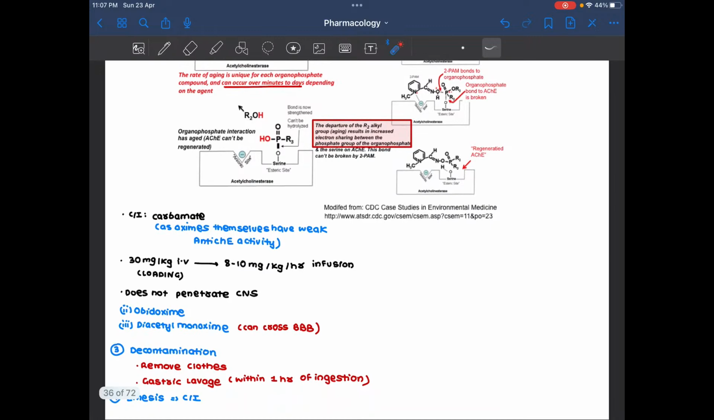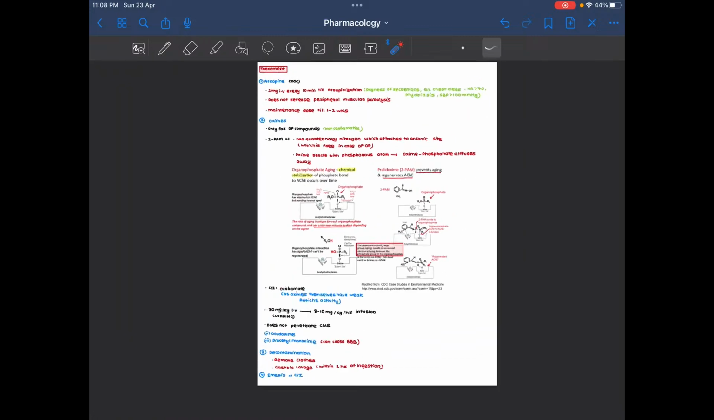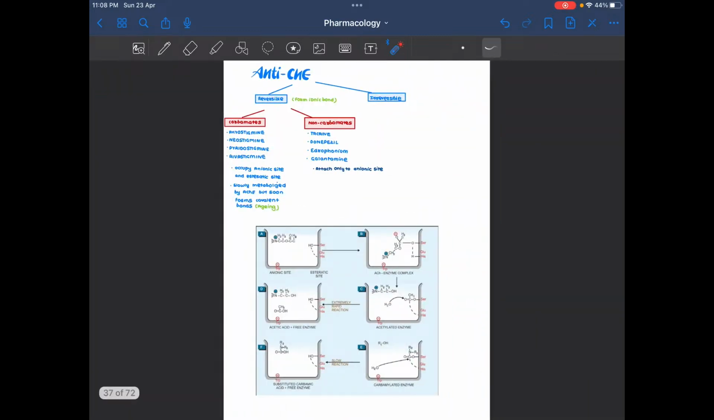Okay. Then the third thing that we can do, obviously, we're going to maintain the airway, breathing and circulation as well, and decontamination is very important. That is, whatever contact with organophosphates has occurred, we are going to remove the clothes and we are going to perform a gastric lavage. Emesis, however, is contraindicated in case of organophosphate poisoning. So this was something about that.